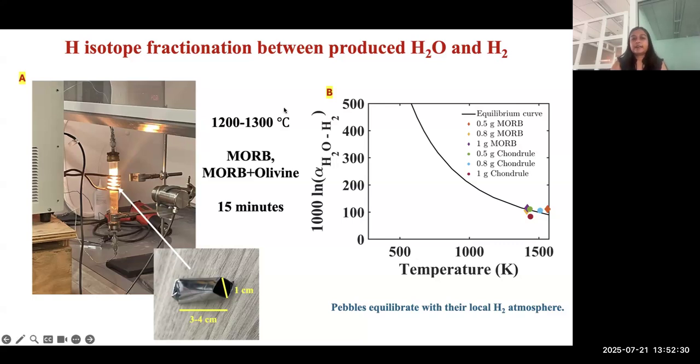And also then I have measured the hydrogen isotope fractionation between the produced water and the input hydrogen gas. So figure B shows, on the y-axis, the hydrogen fractionation coefficient as a function of temperature on the x-axis. And these temperatures are the maximum temperature I reached during my experiments, okay, for different masses, as I show here. This black solid line is the equilibrium curve.